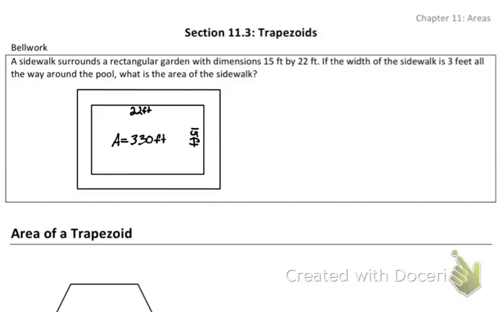And the width of this walkway is 3 feet. So that means from the edge to the center is going to be 3 feet. That means this width is 3 feet. That means from the bottom to the bottom of the walkway is 3 feet. And that means the left side is 3 feet. It is 3 feet everywhere.